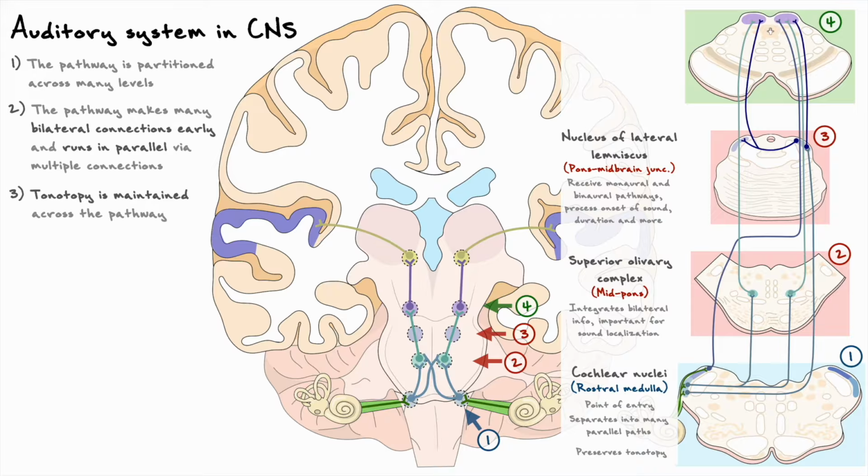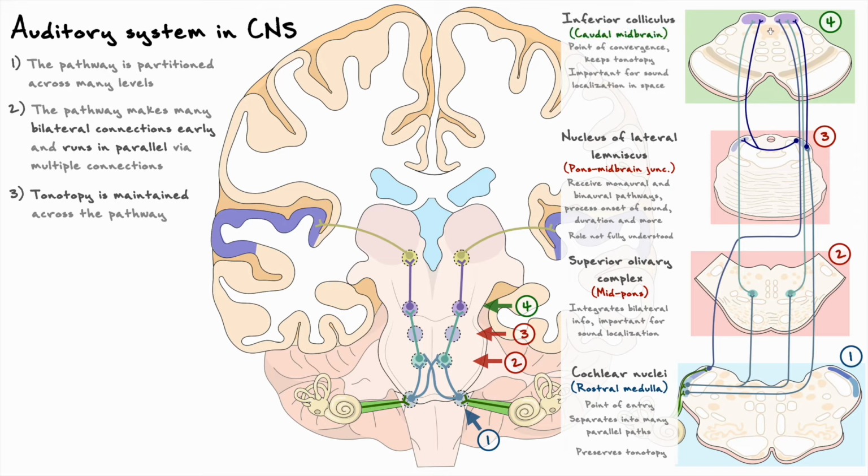The nucleus of the lateral lemniscus is believed to be associated with the processing of sound onset, its duration, and more. Unfortunately, the role of this nucleus is not fully understood, and as a result, we won't be spending too much time covering it. Nonetheless, all the parallel projections coming through the lateral lemniscus and originating at the subcortical levels converge to the inferior colliculus in the caudal midbrain.